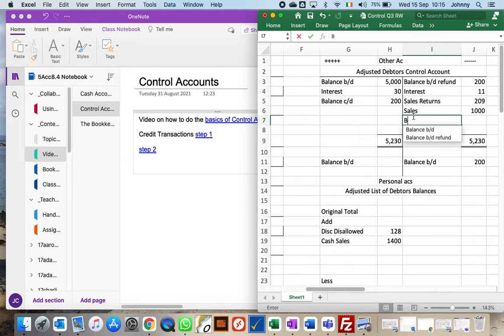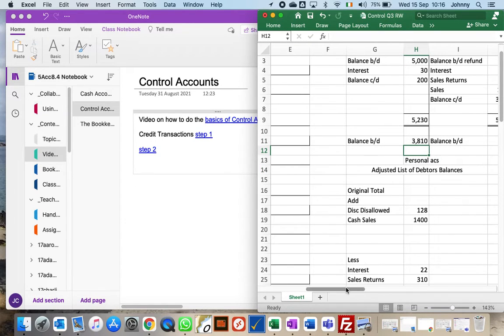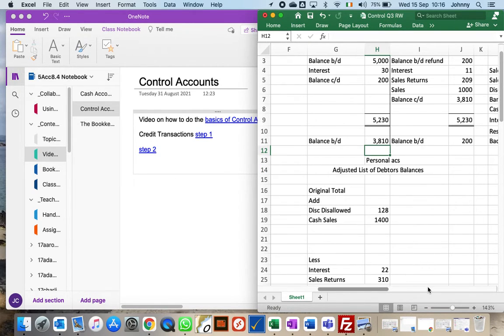So we'll have a balance CD on this side, which is going to be the difference. The balance is going to be the total minus all the entries on the credit side, and that would include the opening refund. So there's the balance CD, and that balance CD goes down here. So we'll have 3810 as the balance CD. It really means the amount of money that our debtors owe me is that, take away the 200. So it's actually 3610.